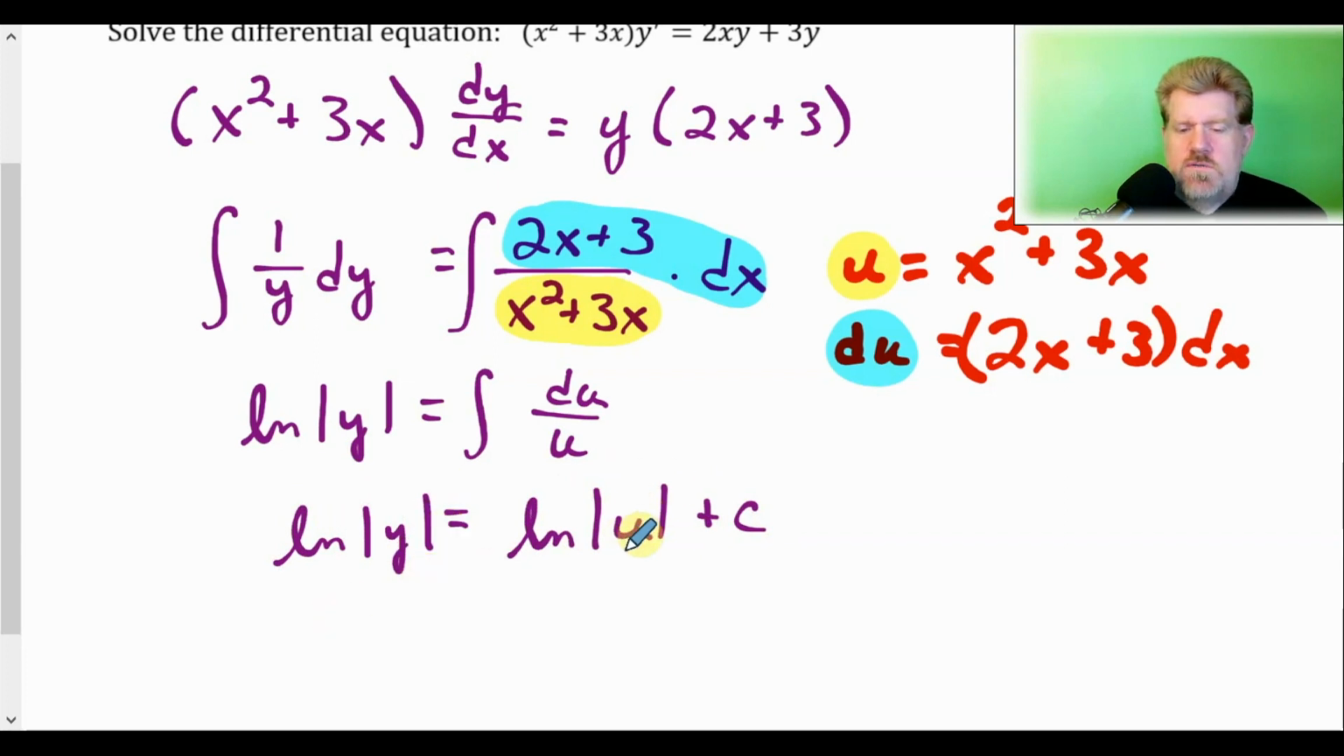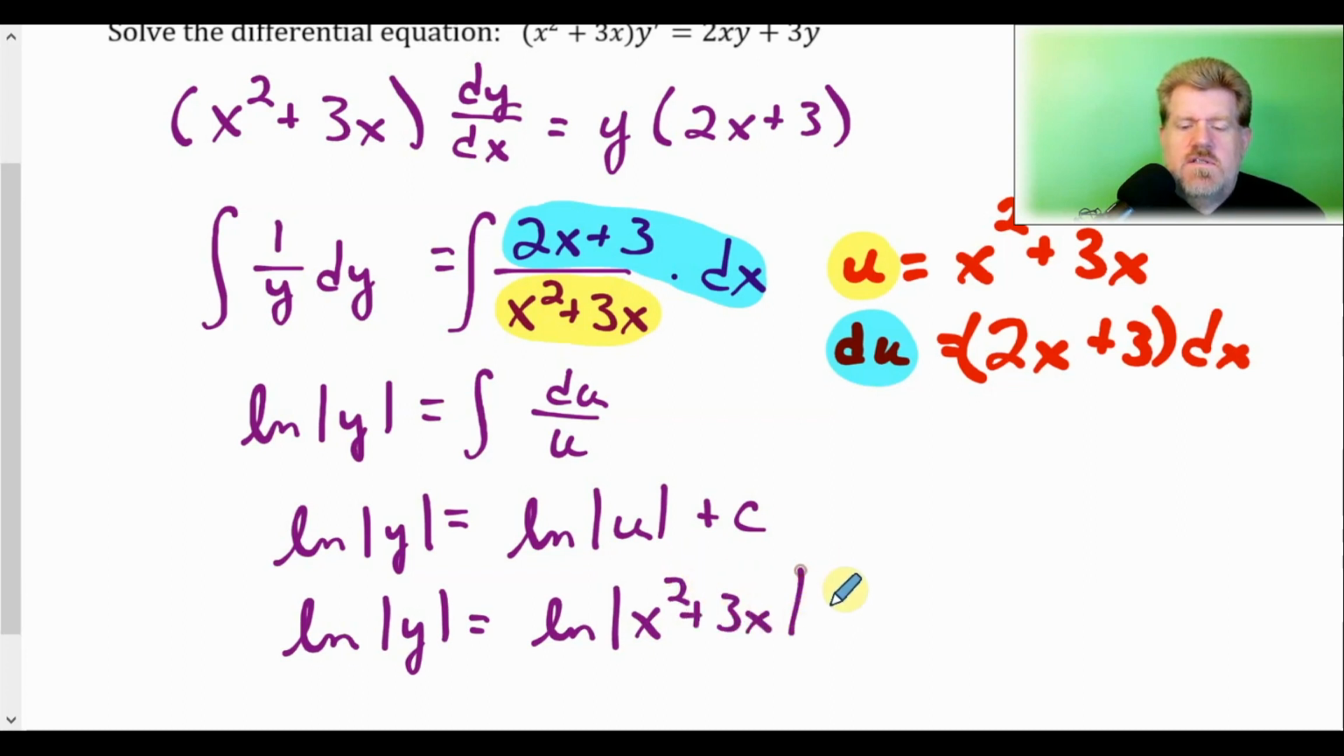Now, we don't want to leave it u. We're going to turn it back into x. And remember, u was x squared plus 3x. So this is going to be the natural log of absolute value of u equals the natural log of x squared plus 3x plus a constant. Now that constant is going to go through some changes again. I'm going to make it c1 for now.